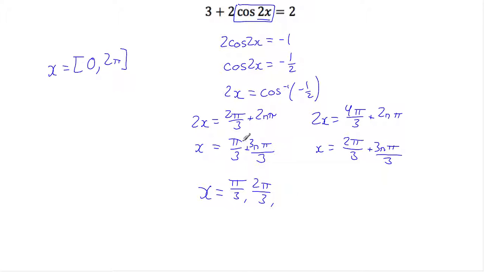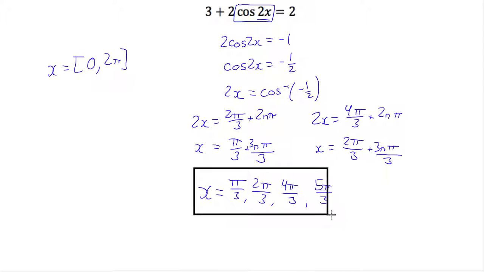But what happens if I go around another lap around the circle? So n equals 1. Well, I have pi over 3 plus 3 pi over 3 gives me 4 pi over 3. What happens if over here n is equal to 1? I get 2 pi over 3 plus 3 pi over 3. That's 5 pi over 3. Here, if n is equal to 2, I have 6 pi over 3 plus pi over 3, which is 7 pi over 3. But that's bigger than 2 pi. 2 pi is going to be 6 pi over 3. So there are no more angles. So these are my 4 answers.